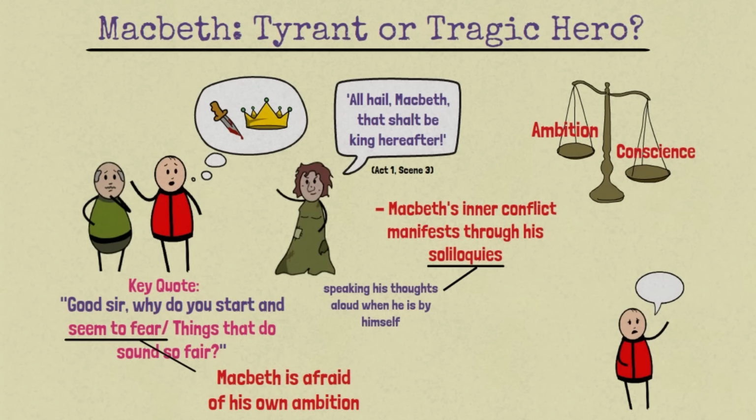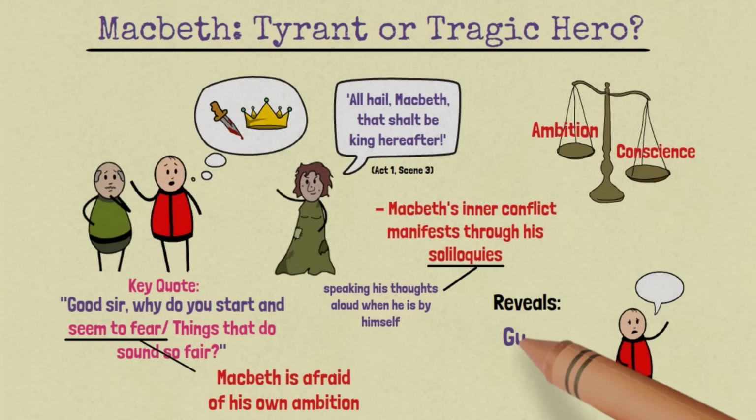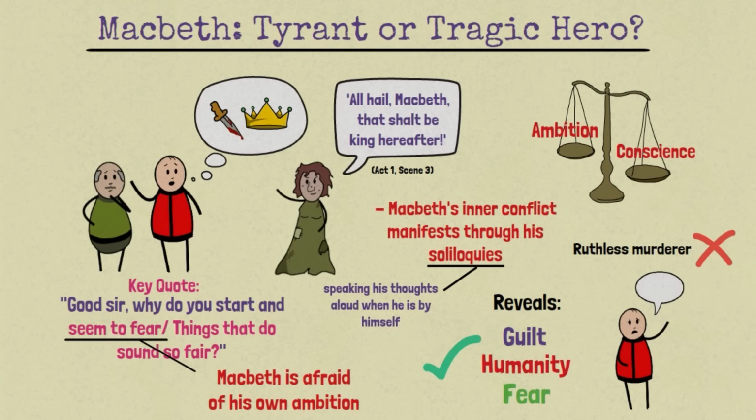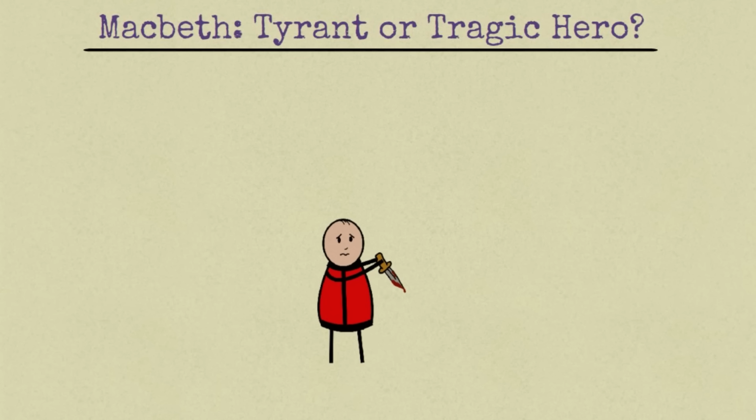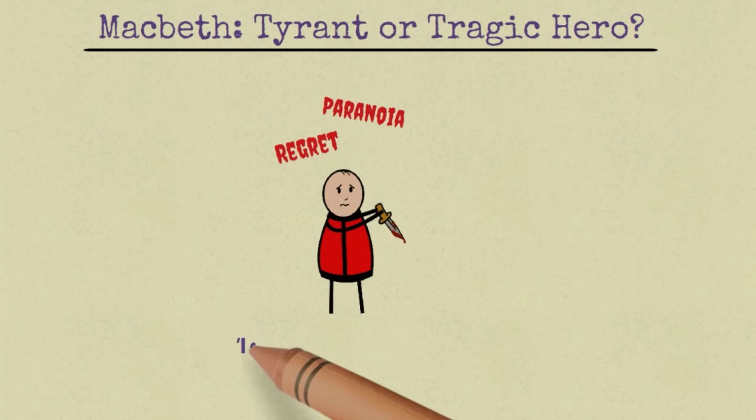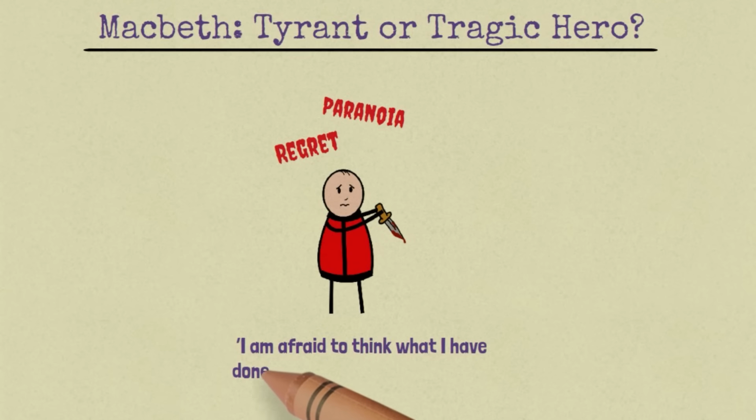This is done on purpose, to let us see that he is a three-dimensional character with humanity, guilt, and fear, not just a ruthless, cold-blooded murderer. And when he does finally commit the act, he is immediately overwhelmed by regret and paranoia, saying, "I am afraid to think what I have done."